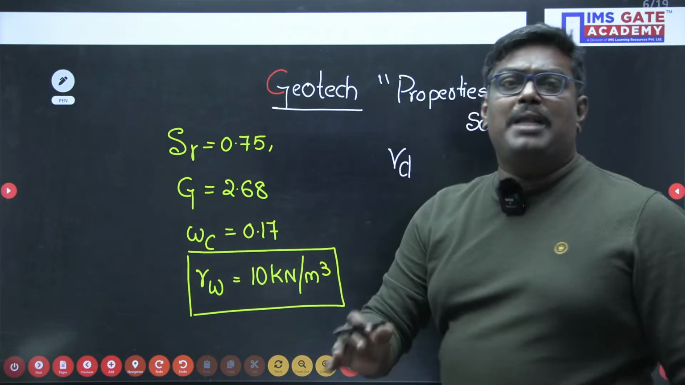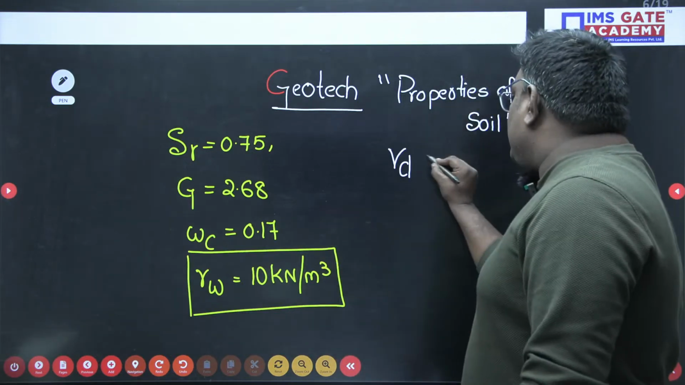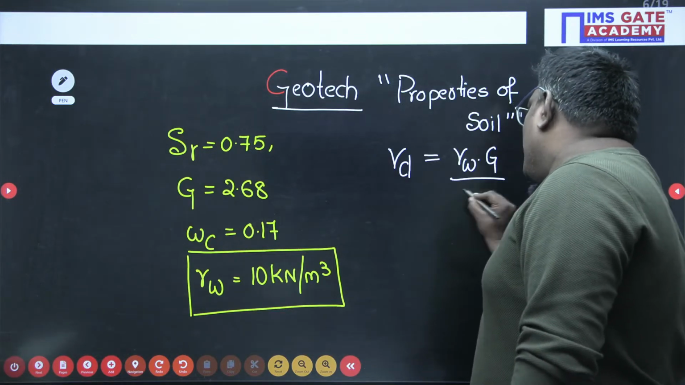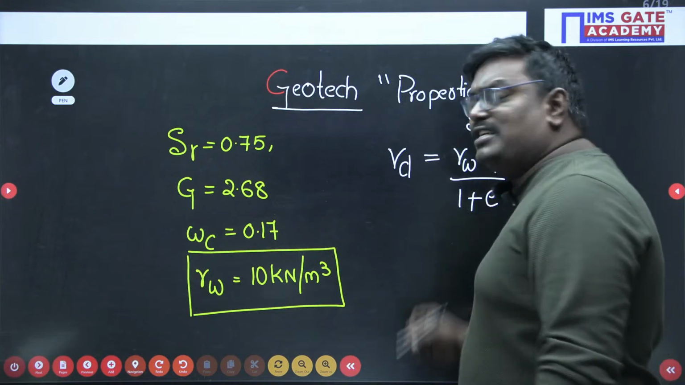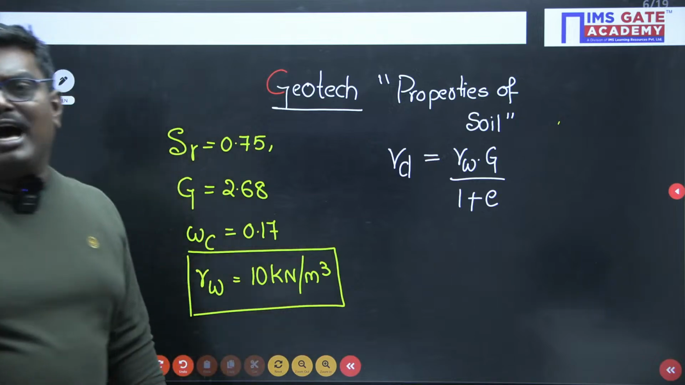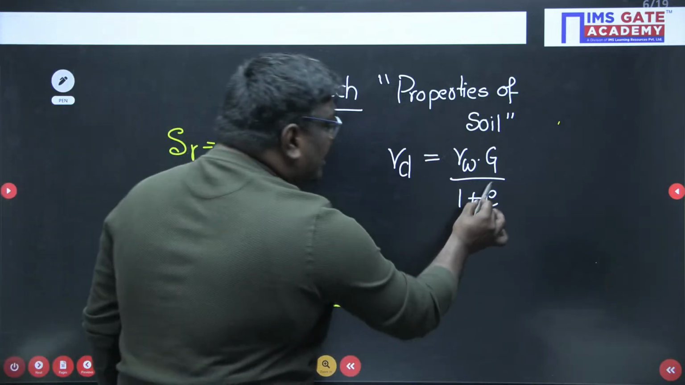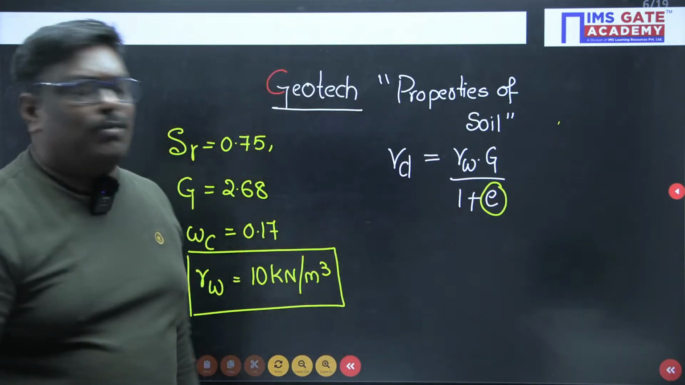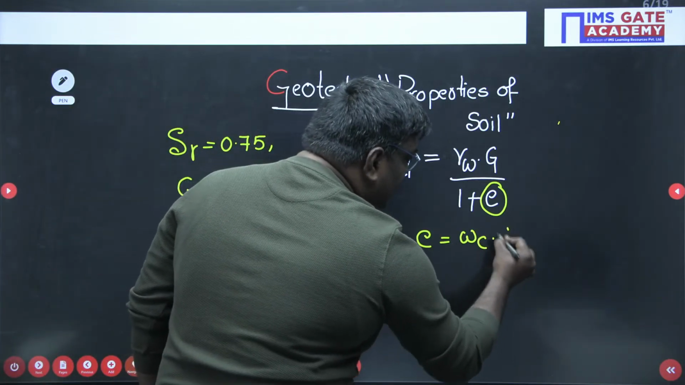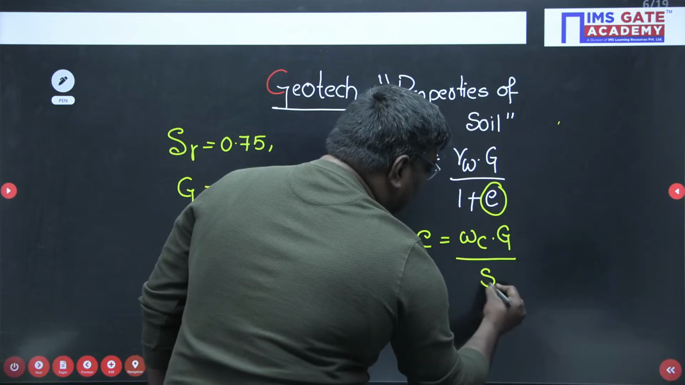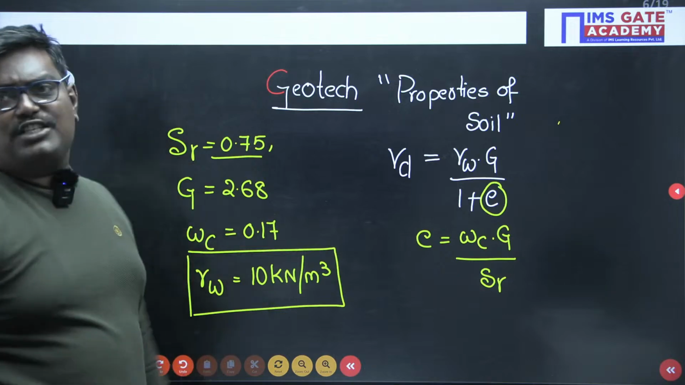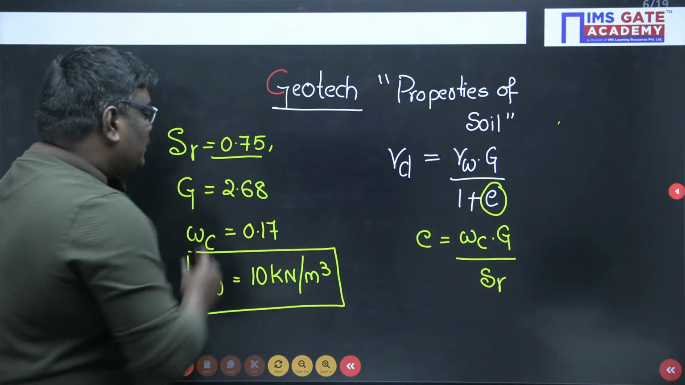The formula for dry density is gamma D equals gamma W into G upon 1 plus E. Agree, my dear students? Now you know the gamma W value and the G value, but you don't know the void ratio. The void ratio E is given by the relation water content into G upon S_R. Here the degree of saturation is 0.75 and G is 2.68.